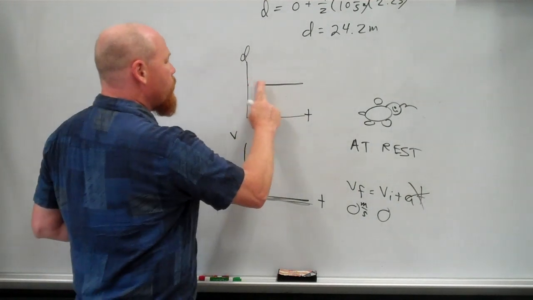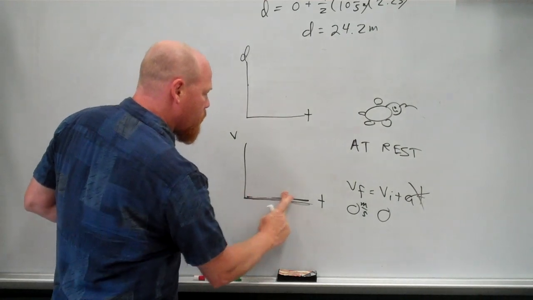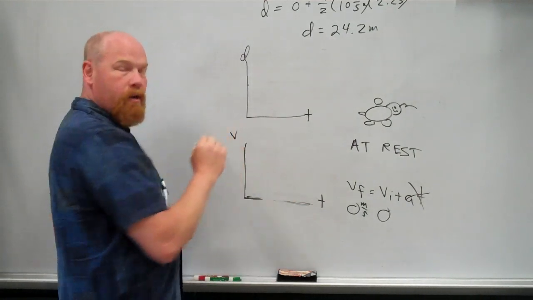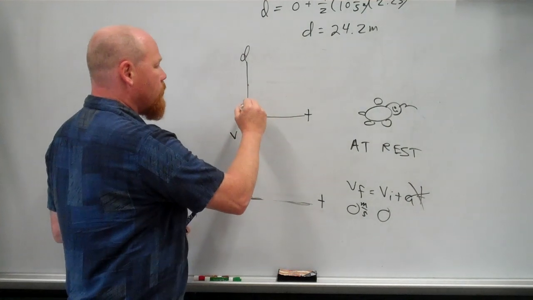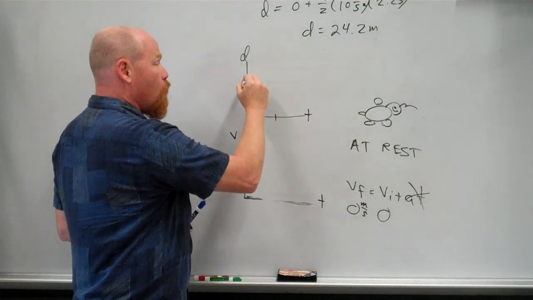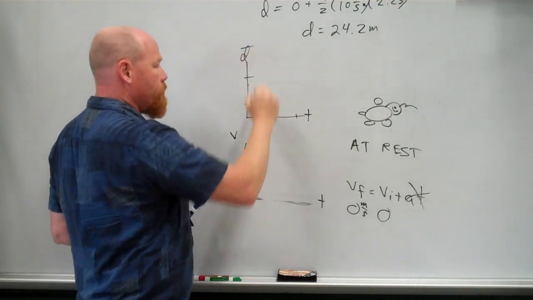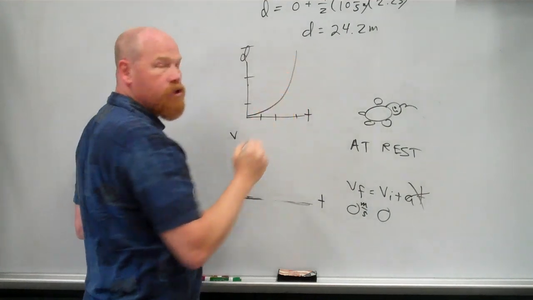So how about this graph if I talk about now free fall for the baby? Well, now the baby's going to pick up distance. 1 second falls 5 meters, 2, 20, way up here, 3, 45, something like that. So it's going to be one of these curves.